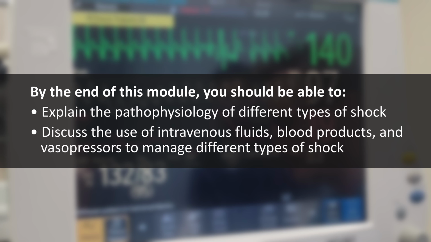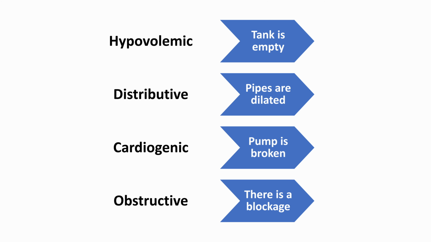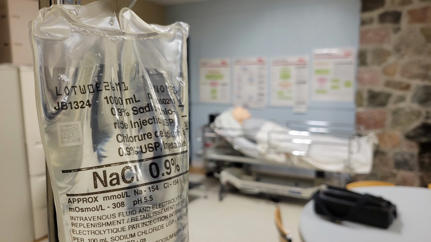You should also be able to discuss how you use fluids, blood products, and vasopressors to manage different types of shock, and you should have some way to treat shock empirically, even if you can't identify the type. The 4 different types of shock that we'll talk about are hypovolemic shock, distributive shock, cardiogenic shock, and obstructive shock. And when we talk about shock, we're going to think tank, pipes, and pump. Let's talk more about each type of shock, and we'll start with hypovolemic shock.